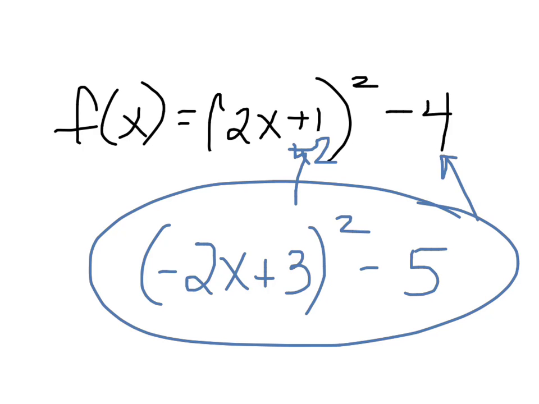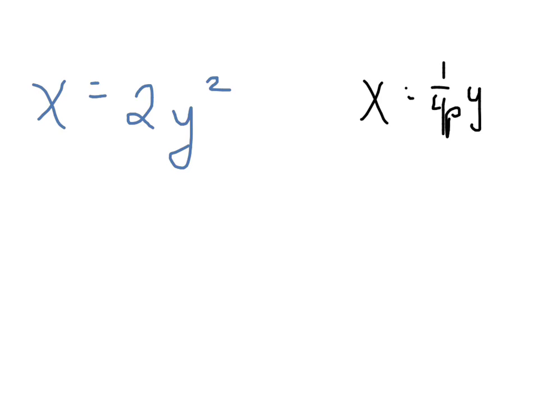Number 2, identify the focus, directrix, and axis of symmetry of that particular thing. It's got x equals 2y squared. And then it does ask you to graph it. How do you find that? Remember what I gave you for formulas for this. It was either one of two options, right? The two options were x equals 1 over 4p y squared, or y equals 1 over 4p x squared.